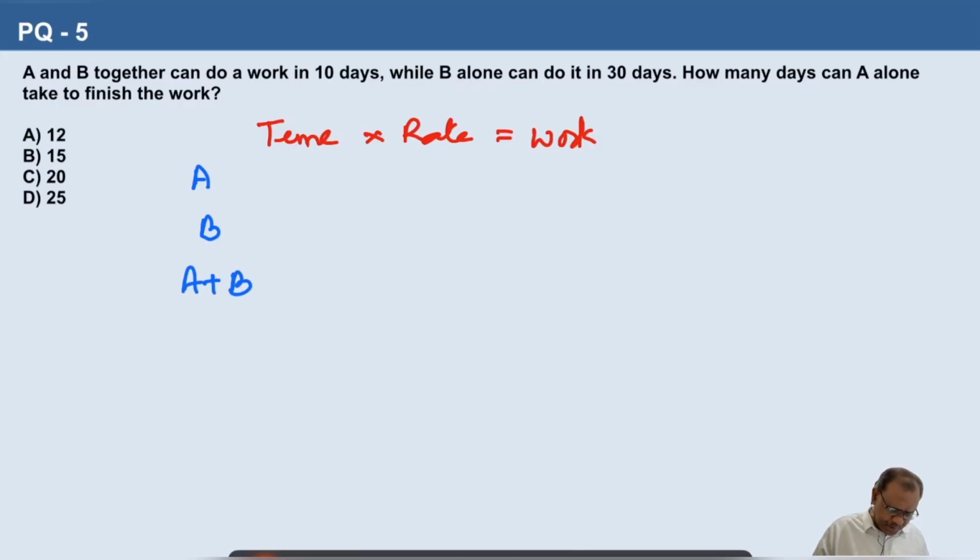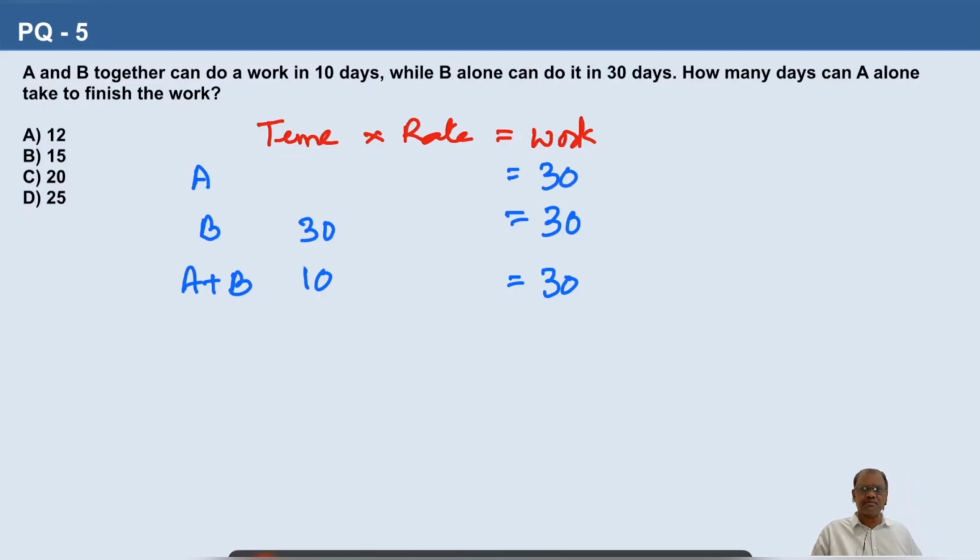A and B together they can complete in 10 days, B alone in 30 days. So what is the LCM of 10 and 30? 30 is the LCM. So that is the total work. So in all the three cases, total work is same, 30 units. So 30 is divisible by 10. How many times? 3 times. 30 is divisible by 30 one time.